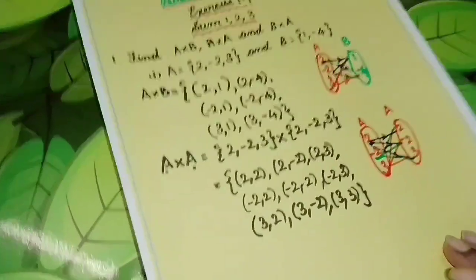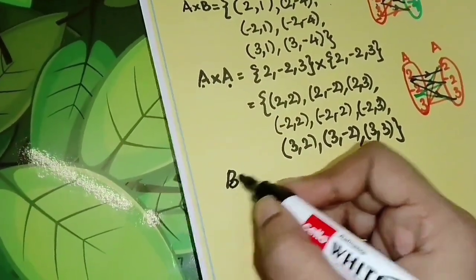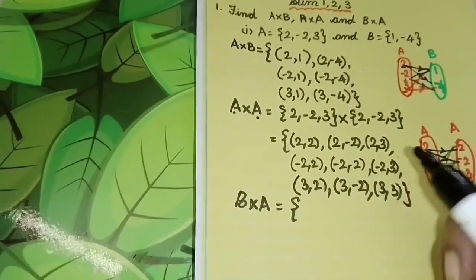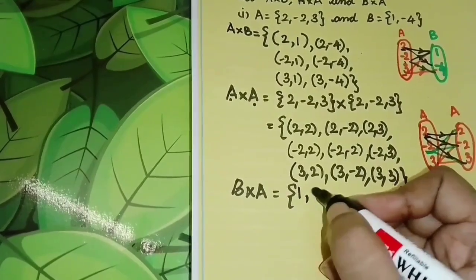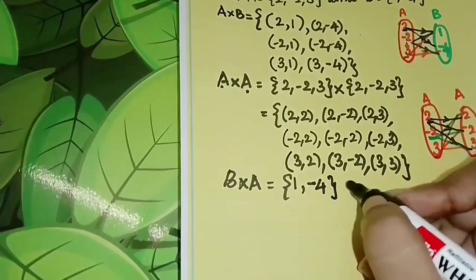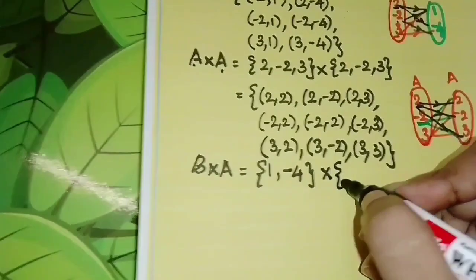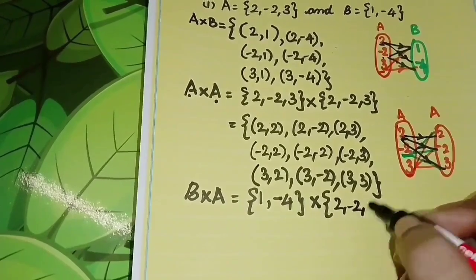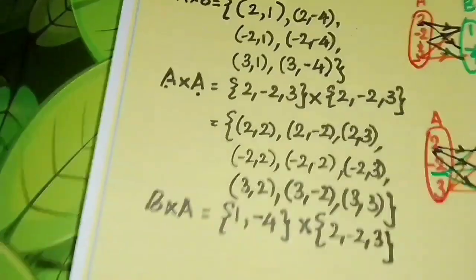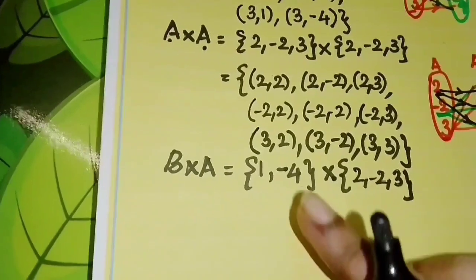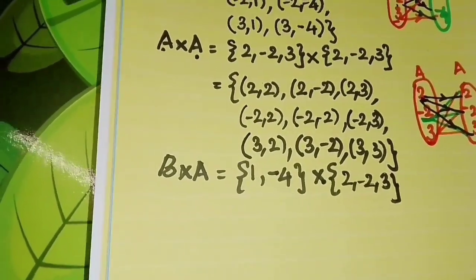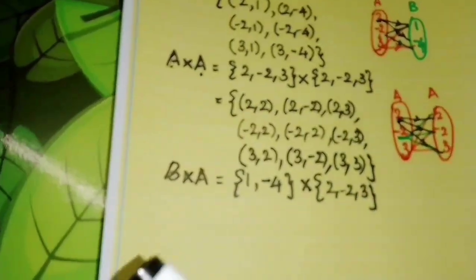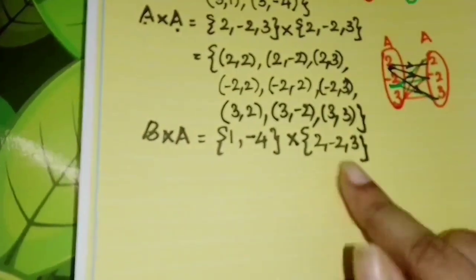Shall we proceed? Yes. B cross A. Okay. B cross A is nothing but B is nothing but 1, minus 4. We are going to form the cross product with A. A is nothing but 2, minus 2 and 3. So here you have to notice that first we have written B. Then we have written A. So the first element is from B. The second element will be from A.